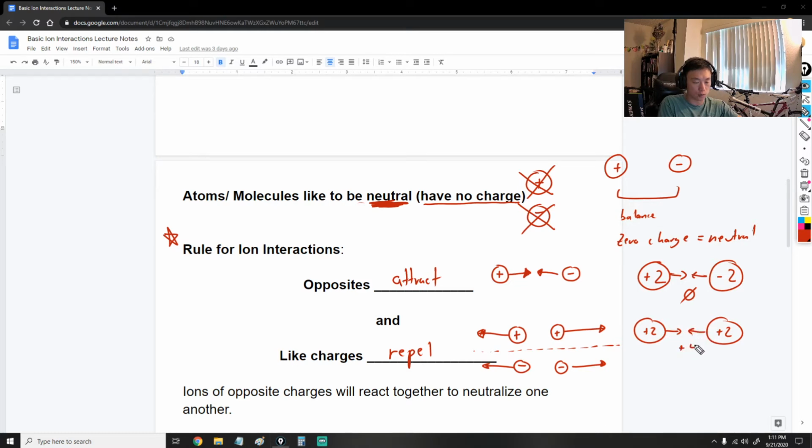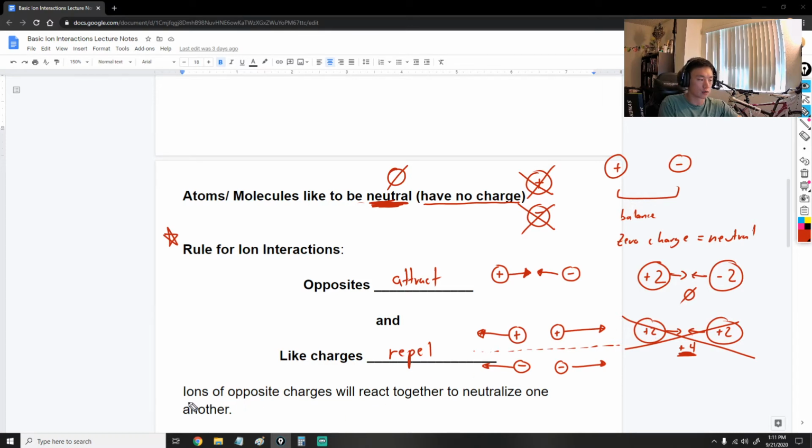They're going to form a plus 4. Now the atoms are further away from 0. They're further away from neutral, so that doesn't make sense. They don't want to become further away from neutral. So that's why they push each other away. They want to get closer to 0. And that's why the positives and the negatives, the opposites, attract one another.